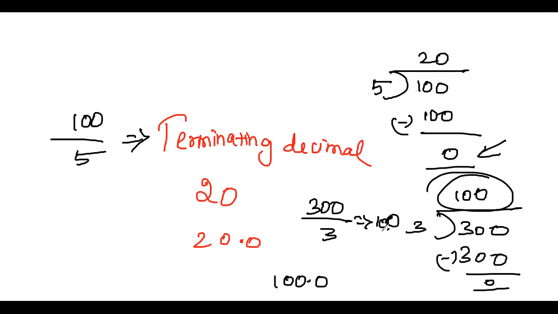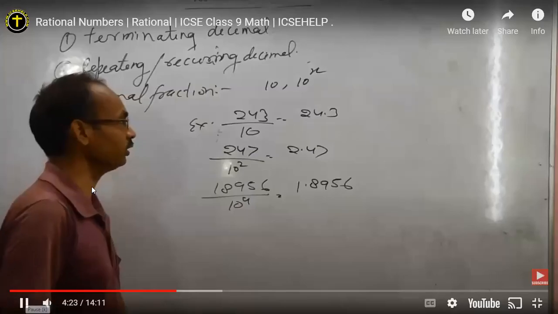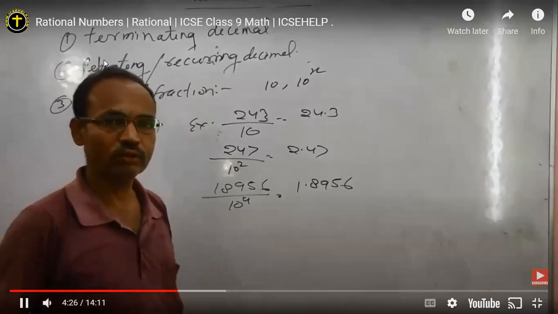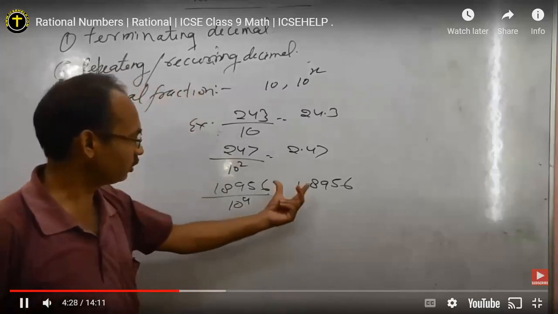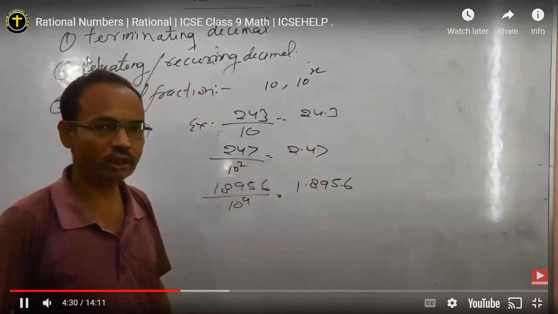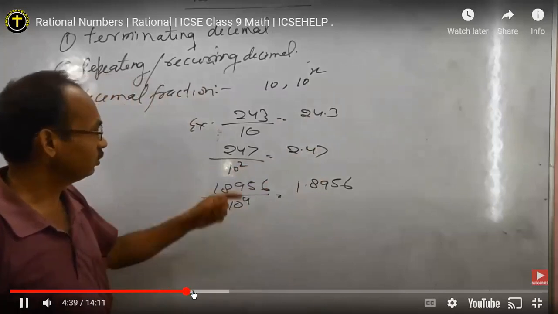So I hope it is clear. So we discussed terminating decimal, repeating or recurring decimal, and also decimal fraction so far. Known as decimal fraction because there is a decimal in the result.